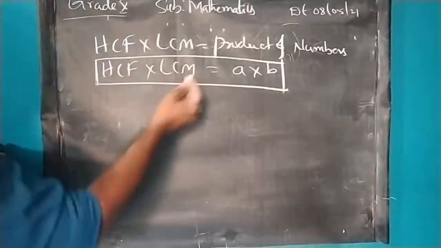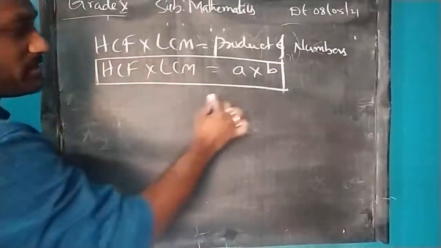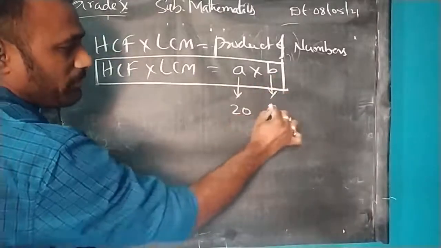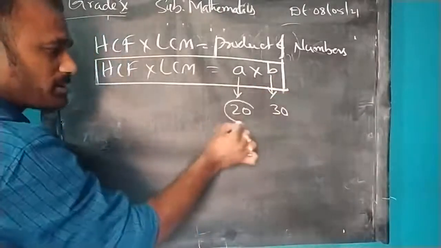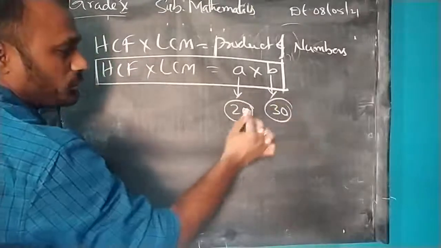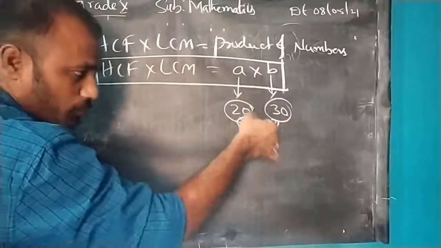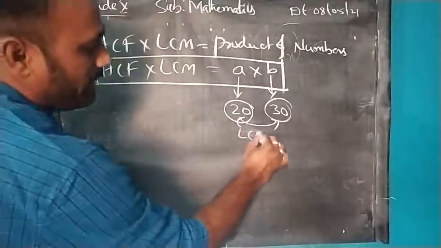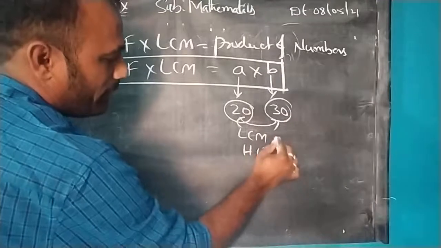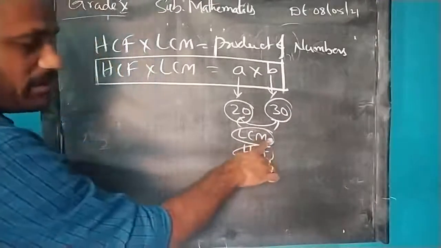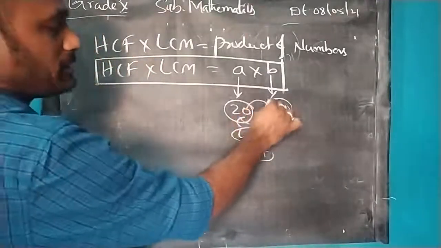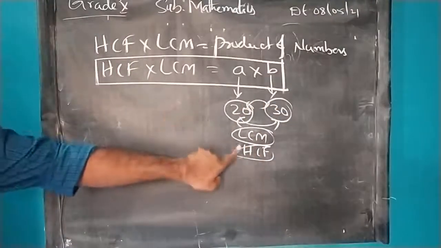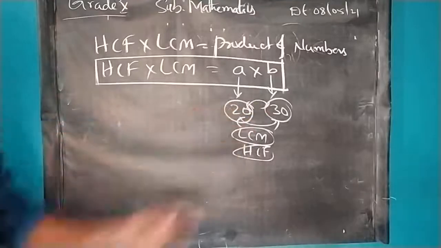So what does this statement mean? If I am giving two numbers, let us suppose 20 is one number and 30 is another number. If I am asking you to find the LCM for these two numbers, and also to find the HCF of these two numbers, and after finding the LCM and HCF, if I multiply these two answers, and if I multiply the two numbers, A into B, then I will get the same answer. Means LCM into HCF will be equal to the product of these two numbers.